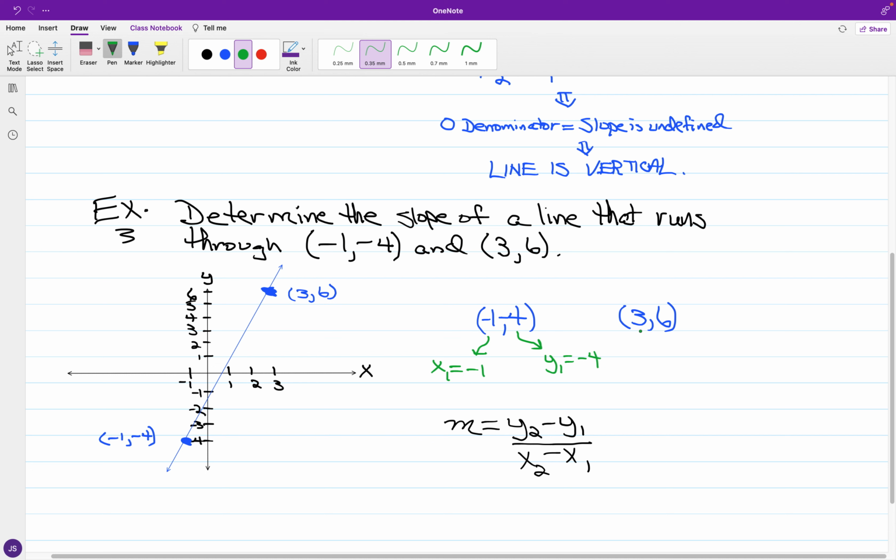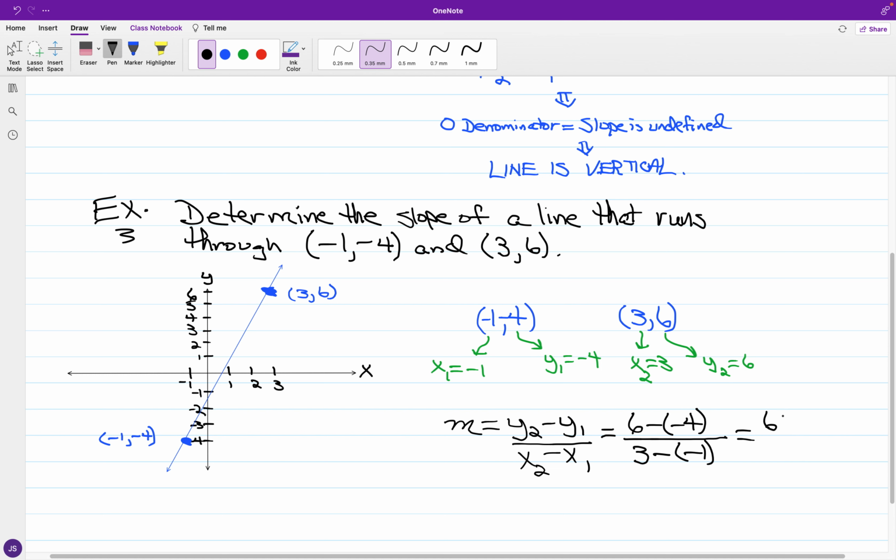And since (3, 6) is given subsequently, and again, all ordered pairs are of the form (x, y), say we have x2 is equal to 3, and y2 is equal to 6. Okay, so if we go this route, with (-1, -4) as the first point and (3, 6) as the second, and substituting accordingly, for y2 minus y1, we have 6 minus -4, and for x2 minus x1, we have 3 minus -1.